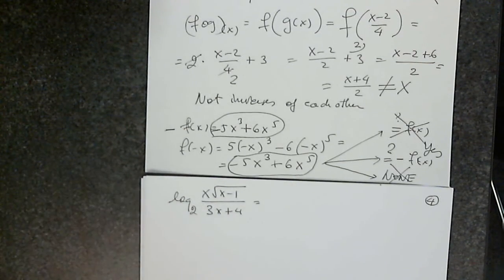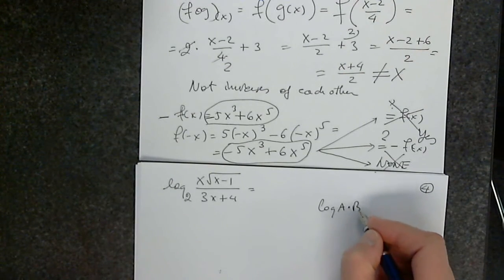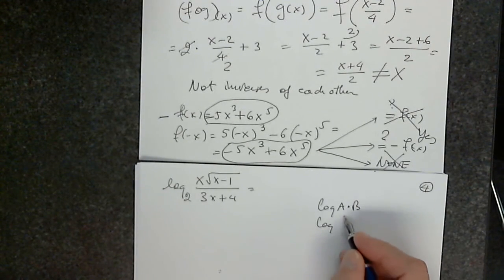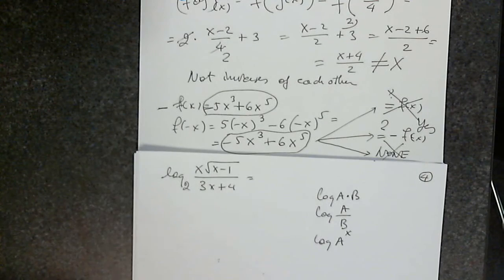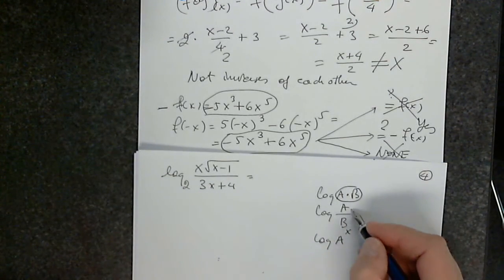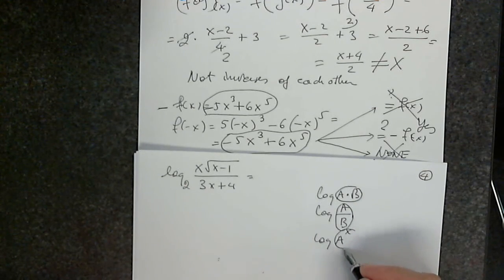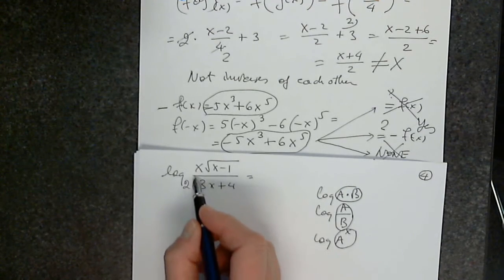We only have three rules. Let me remind you the rules. Log of a multiplied by b. Log of a divided by b. Or log of a raised to a power, let's say x. We do not have log of a plus b. It doesn't exist. We do not have log of a minus b. We cannot simplify those. We can only simplify a product, a ratio, or a power. Only these three. So I have to start with a ratio.